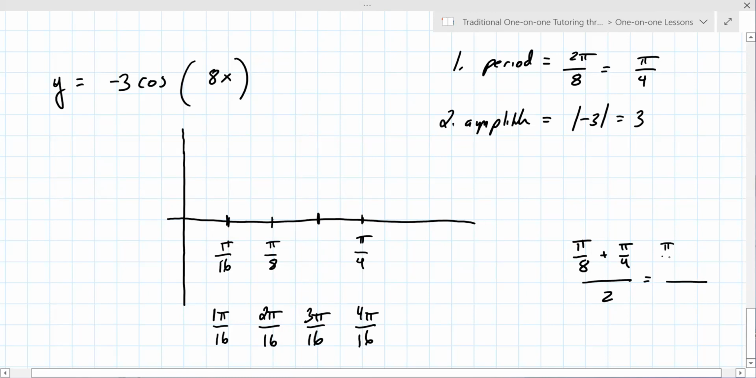So if you were to add these up on the right, you would get the same thing: 2 pi over 8 over 2, which is 3 pi over 8 over 2, which is 3 pi over 16.